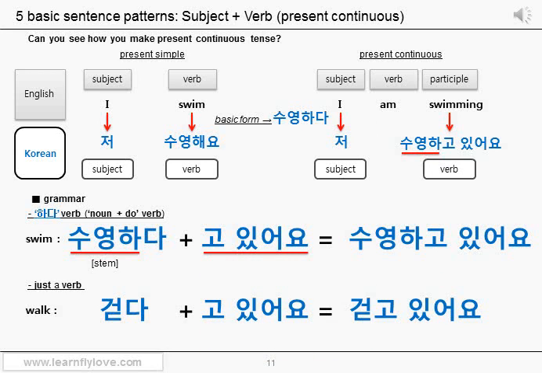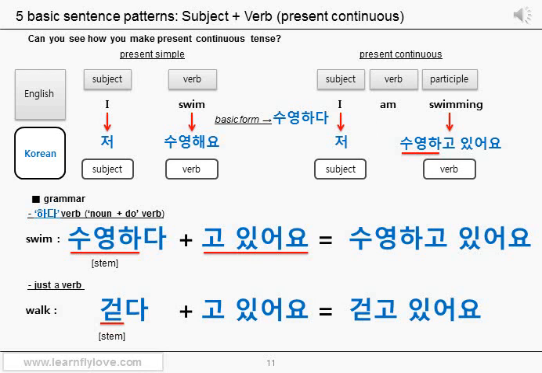So I am swimming is 저 수영하고 있어요. Very good. Then let's turn the normal verb into the present continuous form. You just need to add 있어요 sound to the stem. It's the same. The basic form of the verb walk is 걷다. The stem is 걷. If we add 고 있어요, it will make the present continuous.